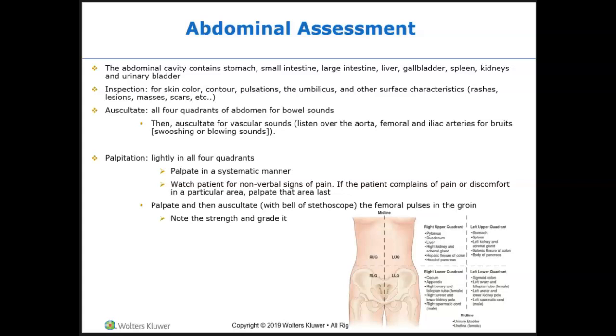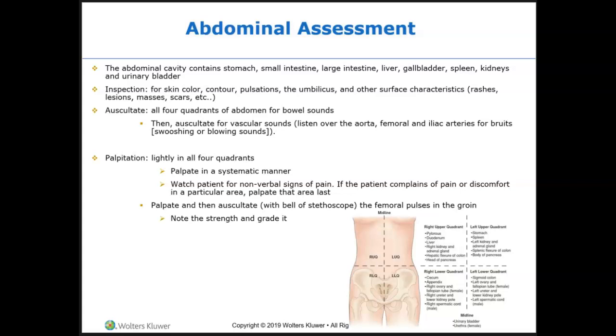You're going to auscultate the abdomen again for vascular sounds. Use the bell of the stethoscope, auscultate over the abdominal aorta, the femoral arteries, and the iliac arteries, and you're going to listen for bruits. Palpate the abdomen lightly in all four quadrants. The pads of the fingers are used to palpate with a light, gentle dipping motion, about 1/2 inch. Watch the patient's face for nonverbal signs of pain during palpation.